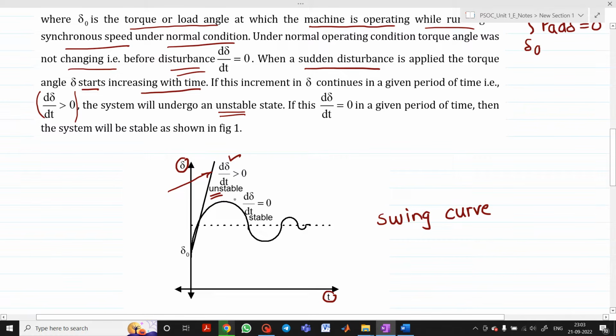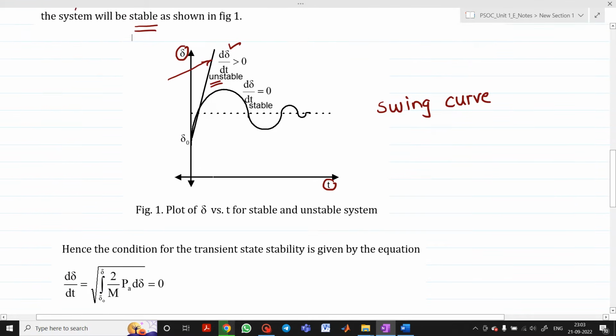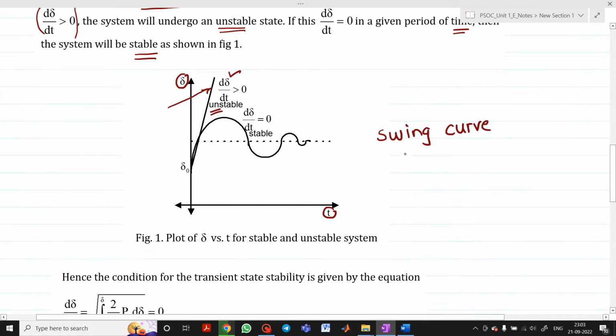But on the other hand, if d delta by dt equals 0, that is, the rate of change of load angle delta with respect to time is 0 for a given period of time, then what can we say? We can say that this system is stable. So this is the plot of delta versus time, which is also called a swing curve, which shows a stable and unstable system.